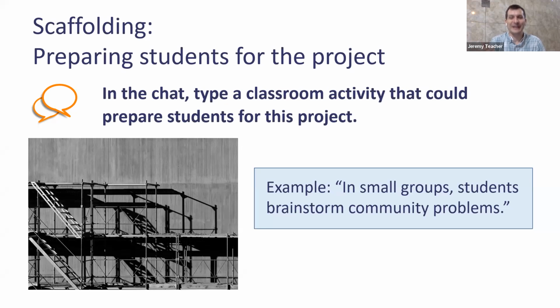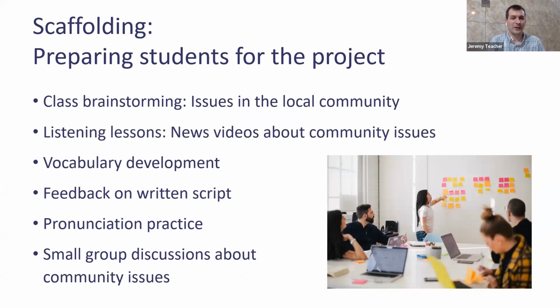The other things, I wish I had done some of those. So those are great. So let's look at some of the activities that I did throughout the semester to prepare the students. We did have class brainstorming sessions where we just talked together about issues in the local community. We also did a lot of listening lessons where we'd watch news videos about community issues similar to what the students would do for their project. And from those, we were able to talk about the structure of a news report. Also from those listening lessons, we used those as an opportunity for vocabulary development.